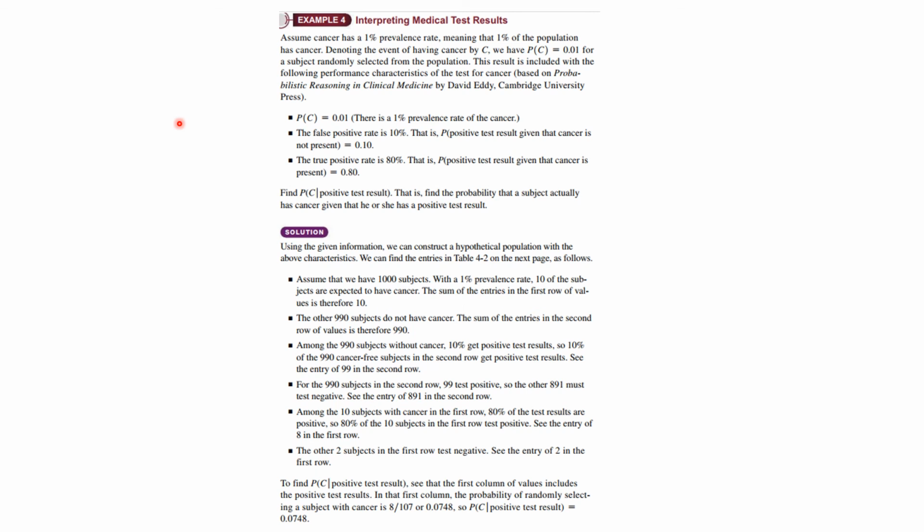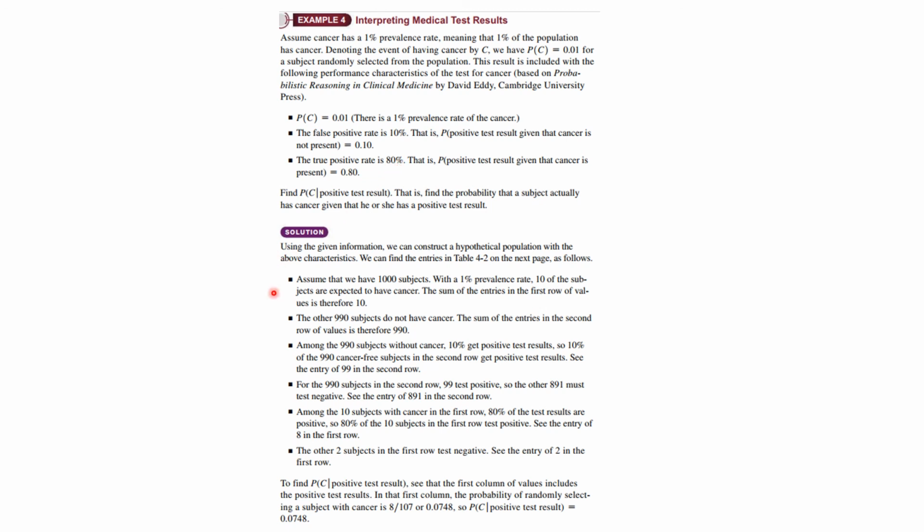The last topic for the day is medical results. Assume cancer has a 1% prevalence rate, meaning 1% of the population has cancer. Then the probability of having cancer, P of cancer, is 0.01. What we want to talk about is the probability you have cancer given that you get a positive test result. Now, the false positive result rate is 10%, and the true positive rate is 80%.